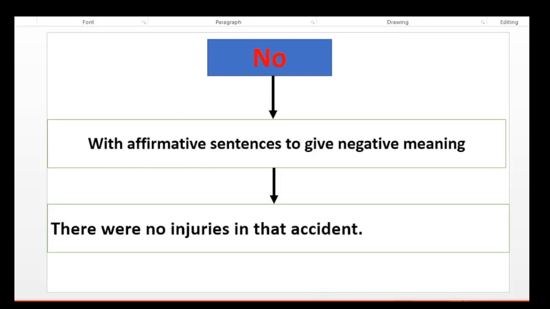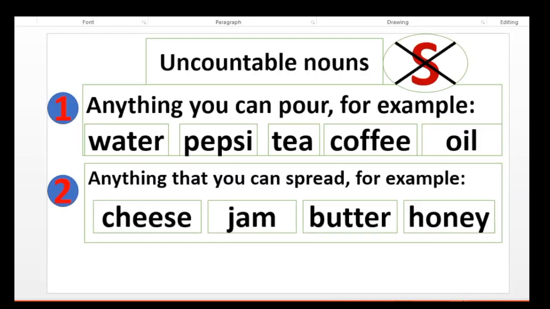No is used with affirmative sentences to give a negative meaning. The sentence is in the affirmative. There were no injuries in that accident. Okay, now let's sort out the quantifiers which are used before countable and before uncountable nouns.